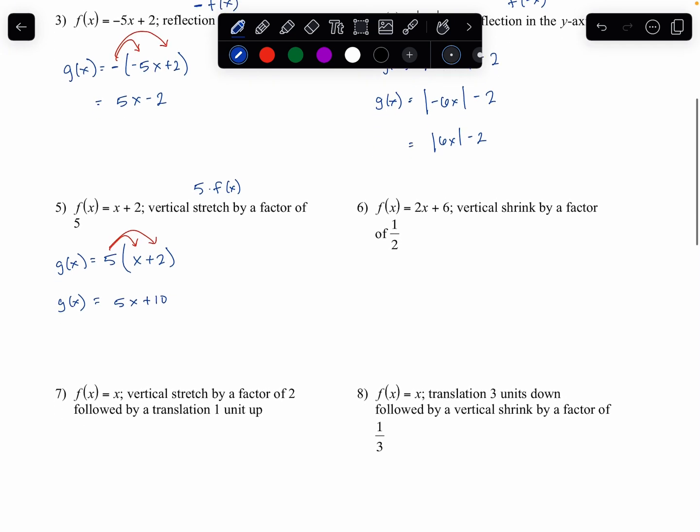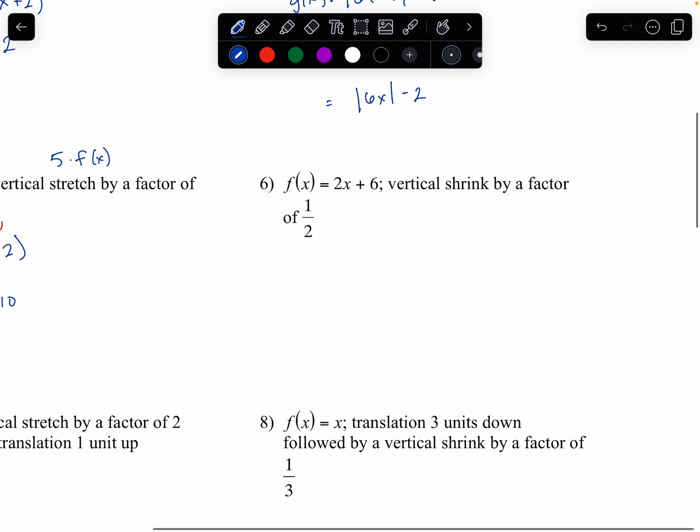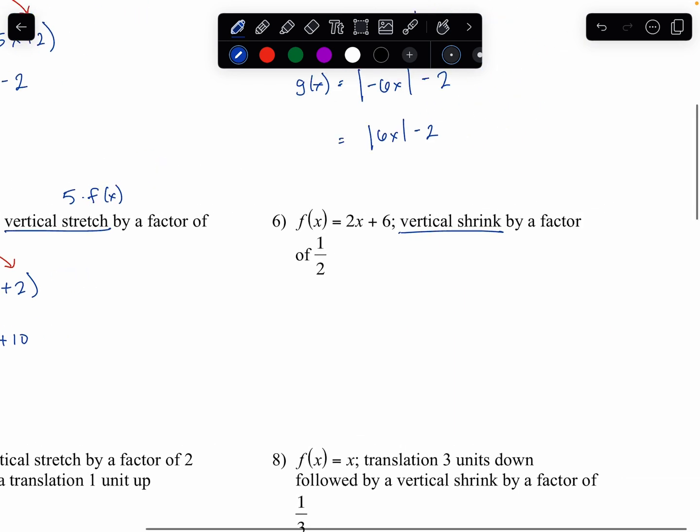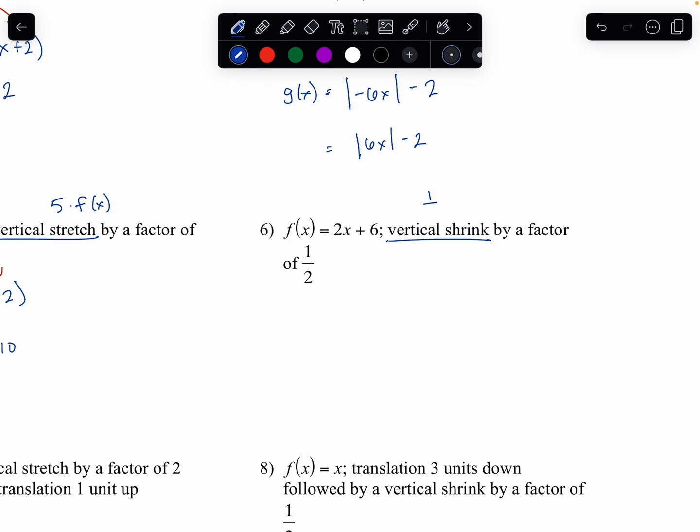For the next one, a vertical shrink by a factor of 1/2. This will be the same. We're going to apply the same thing that we did in the previous problem. A vertical shrink or a vertical stretch, you do the exact same thing. So we're going to do 1/2 times f of x.